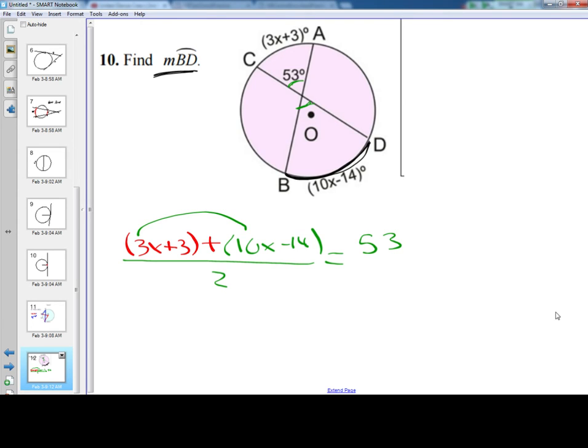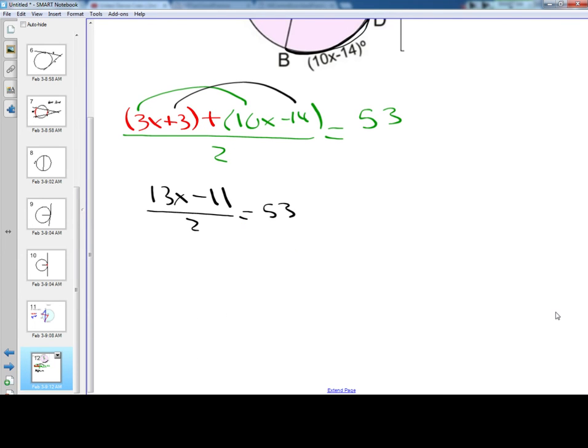3x's and 10x's gives me 13x's. So I've got 13x. 3 minus 14 is negative 11, divided by 2 is still equal to 53. I'm going to multiply both sides by 2. That'll give me 13x minus 11 is equal to 106. Add 11 to both sides.